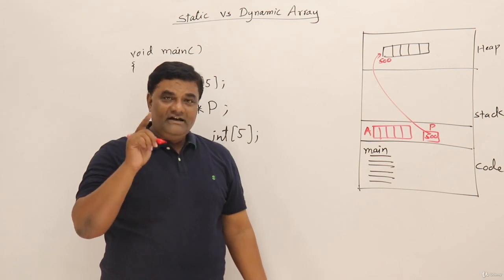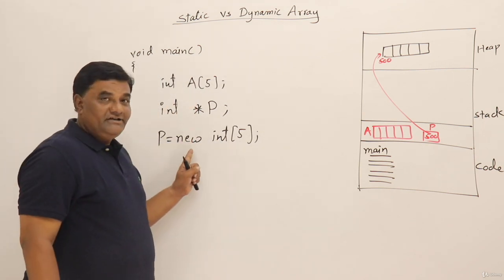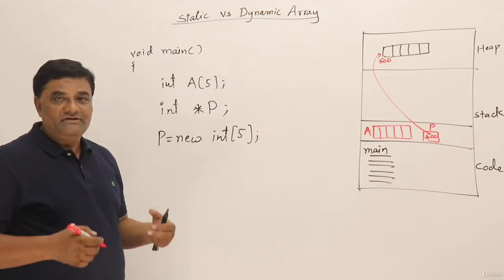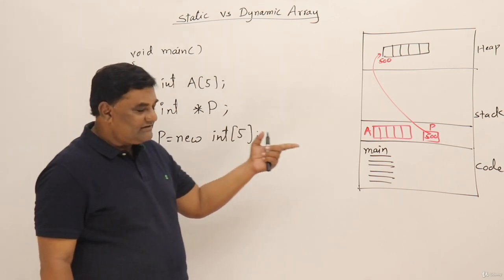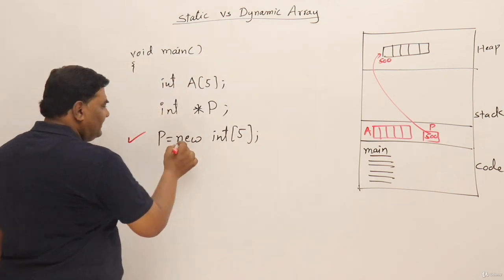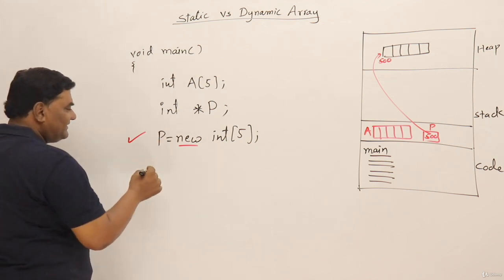Now one important thing I have to show you here: when you get the memory from heap, whenever you say new, then only you get the memory from heap. Otherwise, all the variables, whatever the variables you declare, they will get the memory inside the stack only. Now new is an operator that is in C++. Then how to create the same thing inside C?